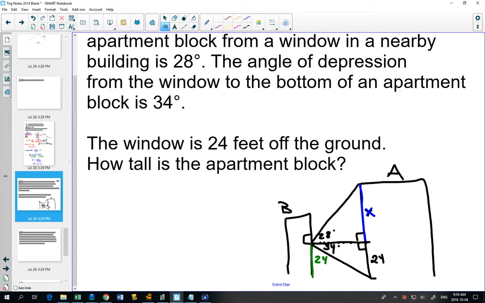Can you see on the bottom triangle that we have an angle and we have a side? So we have two pieces of information. And if we have an angle and a side, we could solve that whole triangle. What side do we want to solve for? The adjacent side to the 34? I'm going to call that y.